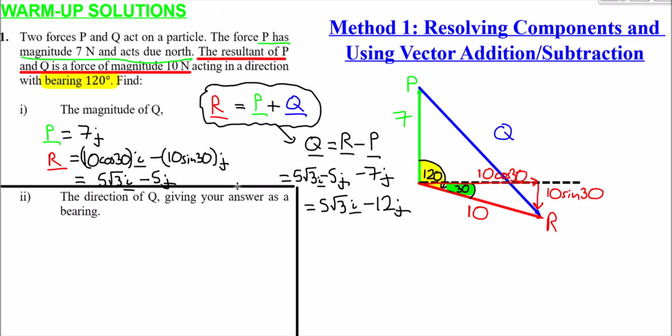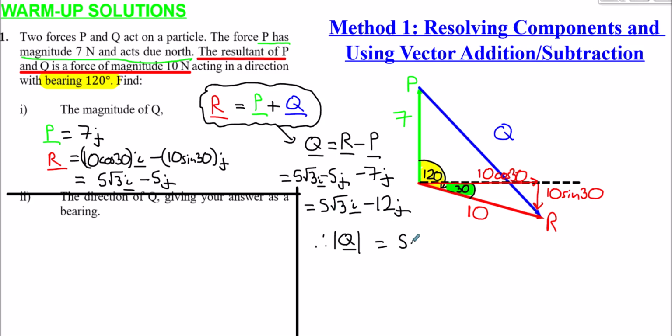Just make sure I'm not going to get in the way of my answer for part 2, like so. So now we've got the i component and the j component. We can now work out the magnitude of q. So therefore the magnitude of q will be the i component squared plus the j component squared, and all of that square rooted.